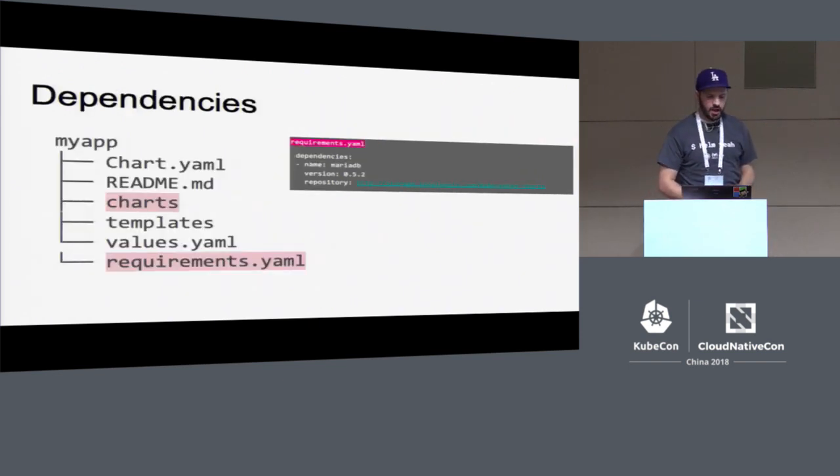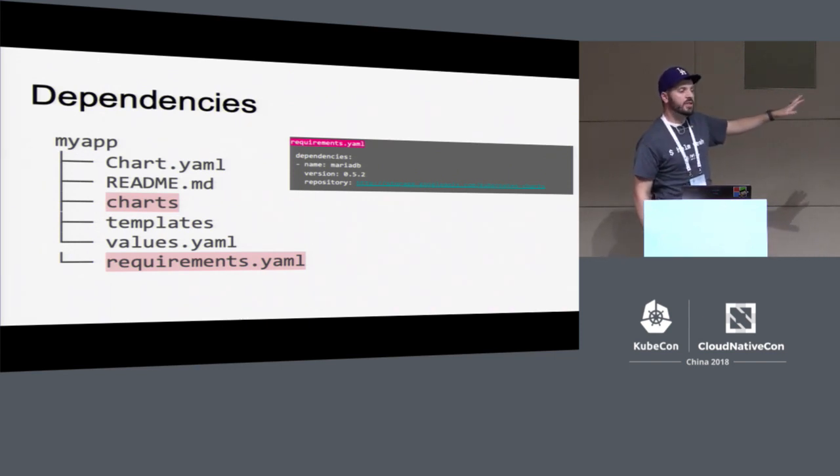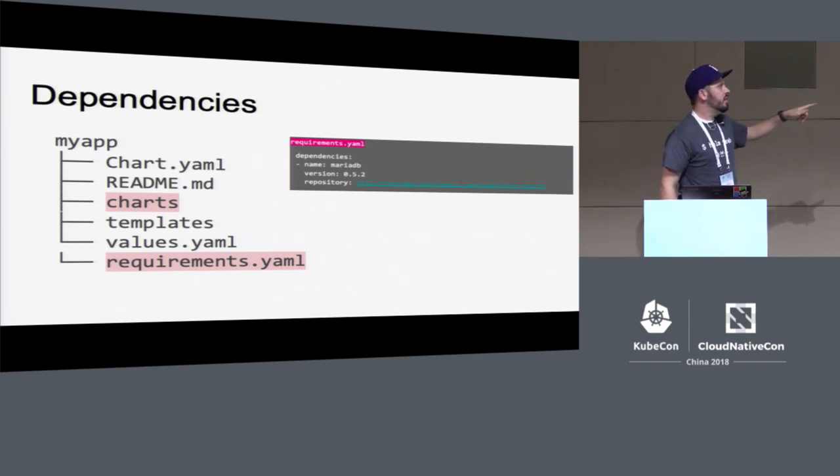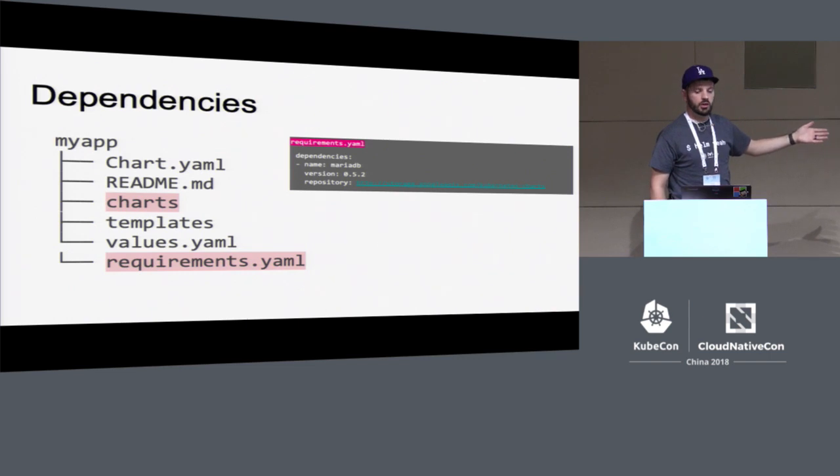So the next thing to remember is that you can also have dependencies on other charts. So let's say that your application requires a MariaDB instance. It could be, there's Postgres, there's Mongo, pretty much all the major databases have a Helm chart at this point. So inside of the requirements.yaml file, you can have a list of dependencies that are required to install that chart.